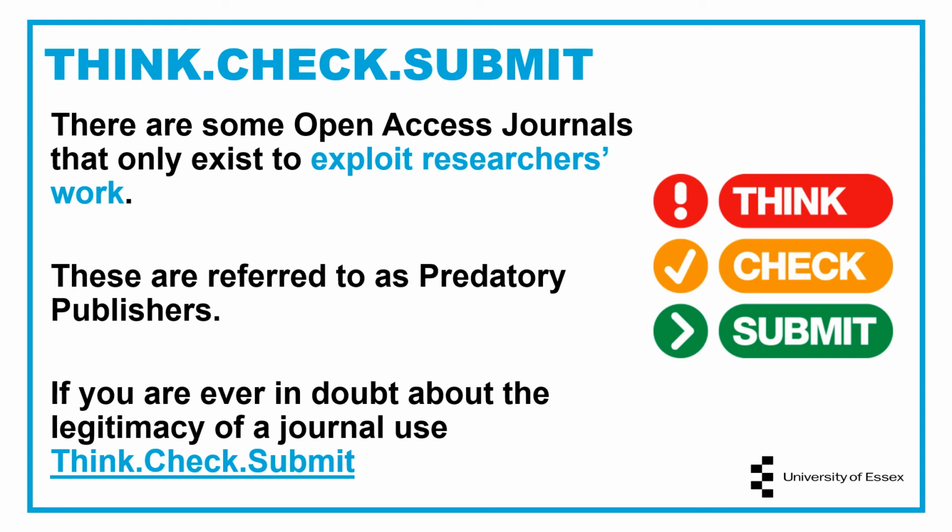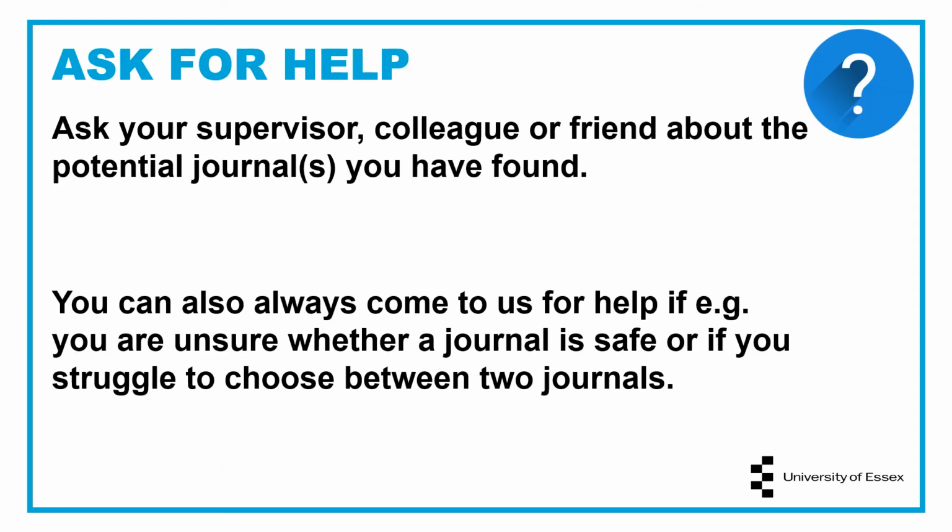Think, Check, Submit is a checklist that has been created to help you evaluate and check journals before you submit your work. By using this checklist, it will help to ensure the journal you have chosen is legitimate. Remember to ask those around you for help and advice when publishing. Your supervisor, colleagues, or friends in similar subject areas to you may have experience of publishing in the same journal you're looking at, or could recommend a journal in your subject area that they've had a good experience with. You can also always get in touch with us in the library to get a second opinion on a journal, or to help you choose between some different options.